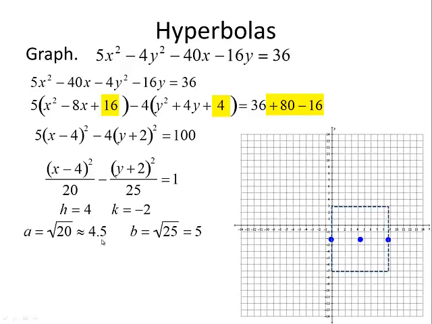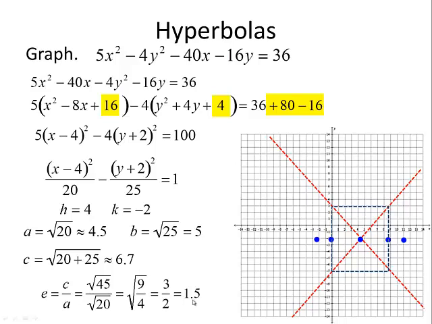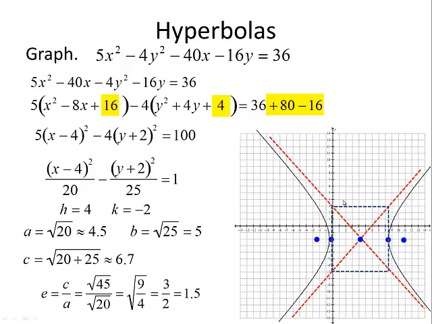Okay, draw my box, draw my asymptotes, find c, go out in both directions. A squared plus b squared is equal to c squared, so that's 6.7. And my eccentricity is 1.5. And sweeping that out, and I get that.